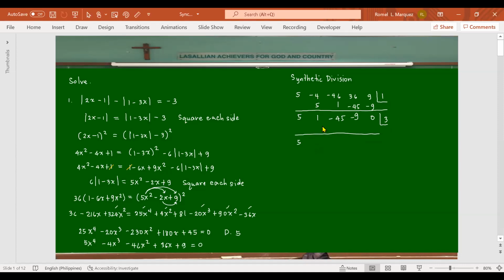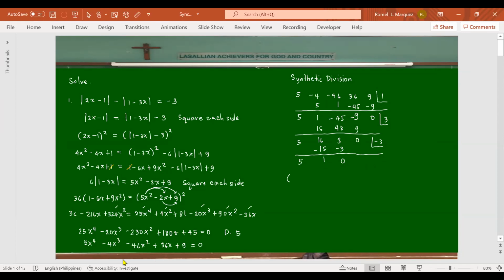5, bring down, multiply, that is 15. Add 11, multiply, that is 33. Is that correct? Yes, sir. Positive 3, no? Then 9, 0. Okay, so it means correct. -3, I think will work also. As I remember, I tried that already. 5, bring down, multiply, -15, add 11, multiply, -3, add 0.